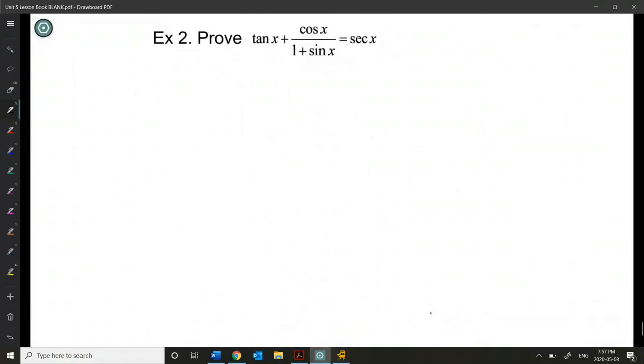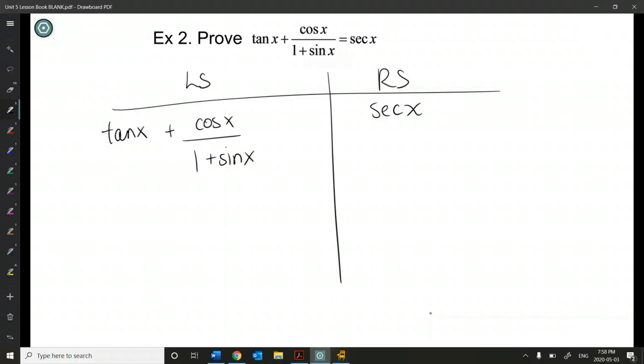Okay, let's try another one. So you're going to set up left side, right side, and you're going to copy the left side of the equal sign and copy the right side of the equal sign. Okay, one really quick thing that I can do here is I know that secant is the reciprocal of cosine, so I might just plug in the reciprocal of cosine here.